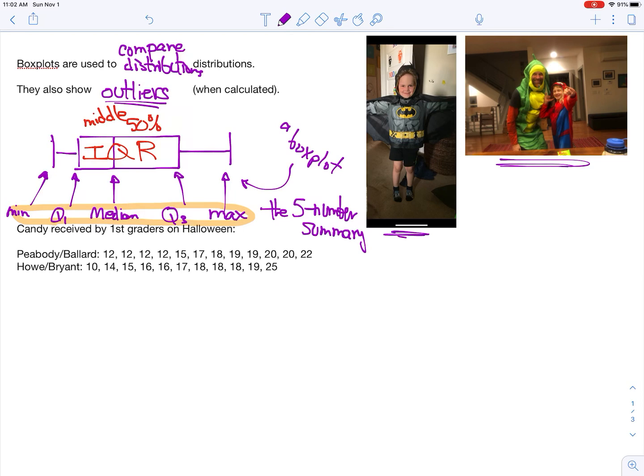So let's pretend that Miss Howe and I got these data. Peabody, who lives in Ballard, Howe and Lincoln, who are in Bryant. Those are our numbers. Let's do a box plot for those. Let's start with the Peabody Ballard one. Here are the steps to create a box plot. Number 1 is to put the numbers in order.